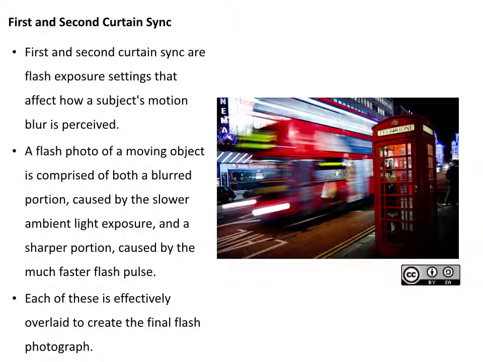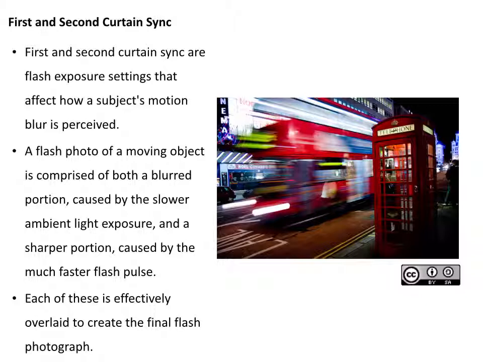You may remember on one of the earlier slides we talked about first and second curtain sync. This was when the shutter opened, which was the first curtain, and the shutter closed, which was the second curtain. Now this becomes significant with flash photography because if you're taking a moving object, it affects how the subject's motion blur is perceived.